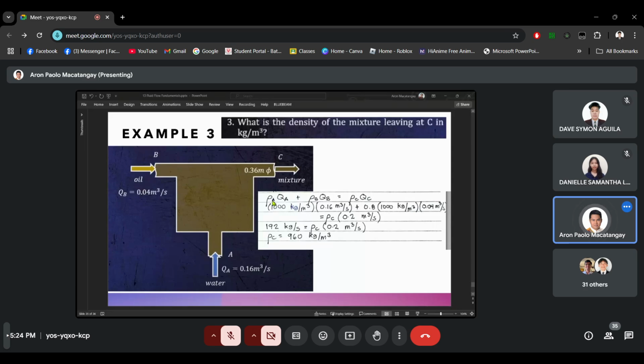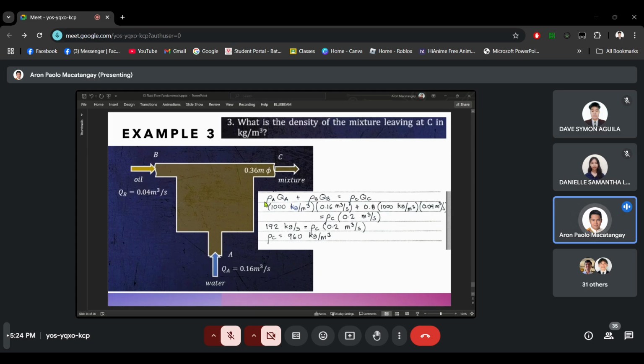So you will get density A times volume flow rate A, plus density B times volume flow rate B, equal to density C times volume flow rate C. What we are doing when we attach the density is this: rho times Q is actually your mass flow rate already. Mass flow rate at A plus mass flow rate at B equals mass flow rate at C.